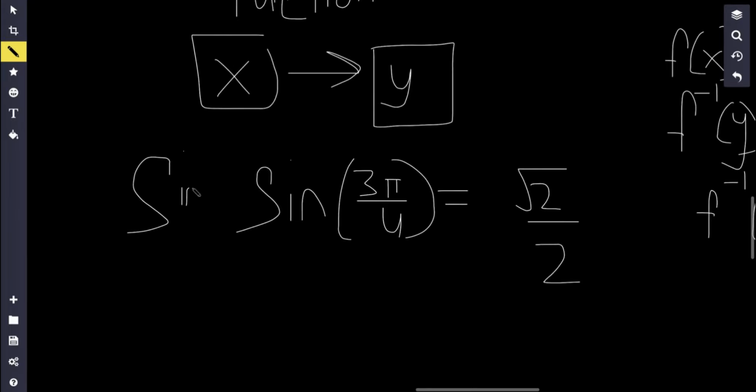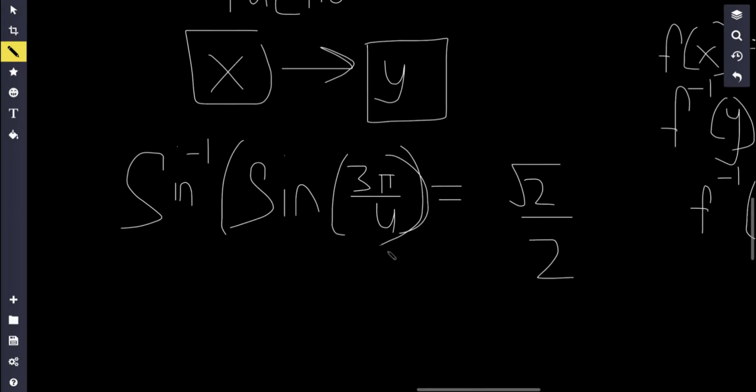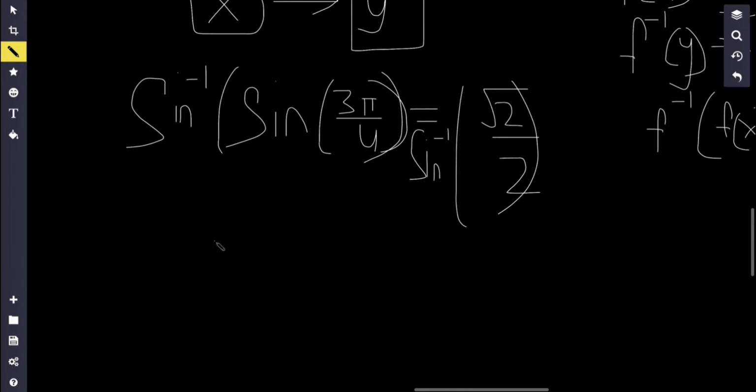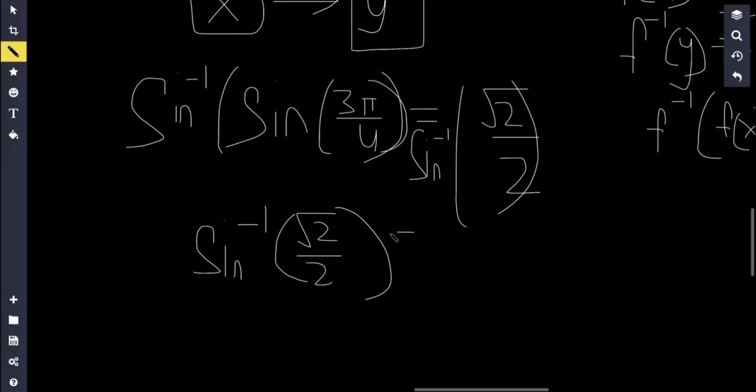In this case, if I took the inverse sine on both sides, I'm going to get that sine inverse of the square root of 2 over 2 is going to be equal to 3 pi over 4.